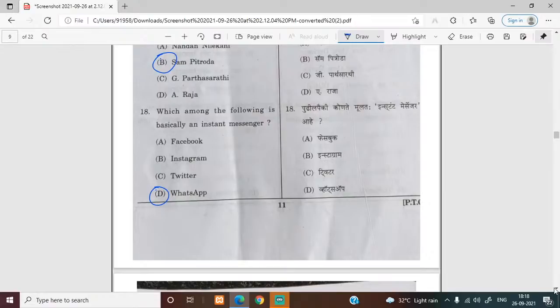If we talk about other options, Facebook, Instagram, Twitter, all these are social networking websites. Although you can still message, basic messaging was the task of WhatsApp. Okay, it is an instant messenger. Now you might know that WhatsApp has been acquired by Facebook.